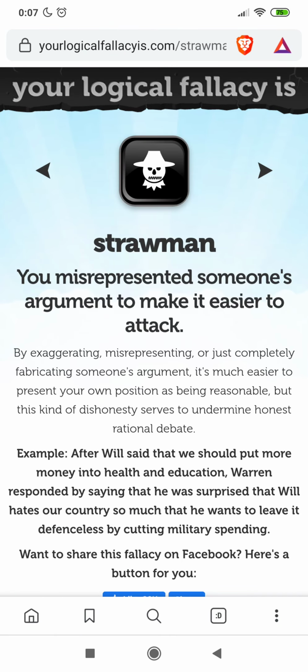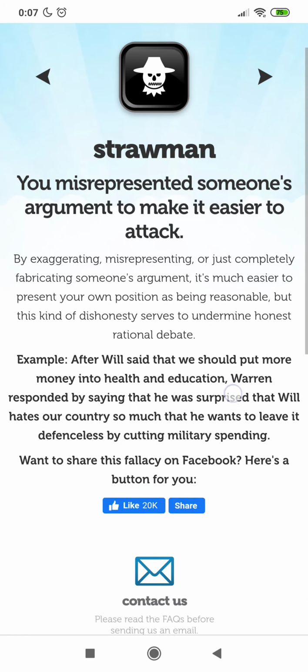Strawman. You misrepresented someone's argument to make it easier to attack. By exaggerating, misrepresenting, or just completely fabricating someone's argument, it's much easier to present your own position as being reasonable. But this kind of dishonesty serves to undermine honest, rational debate.